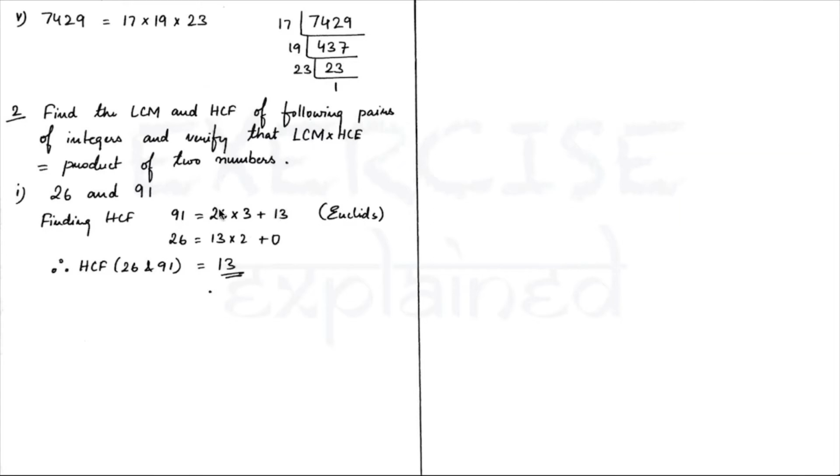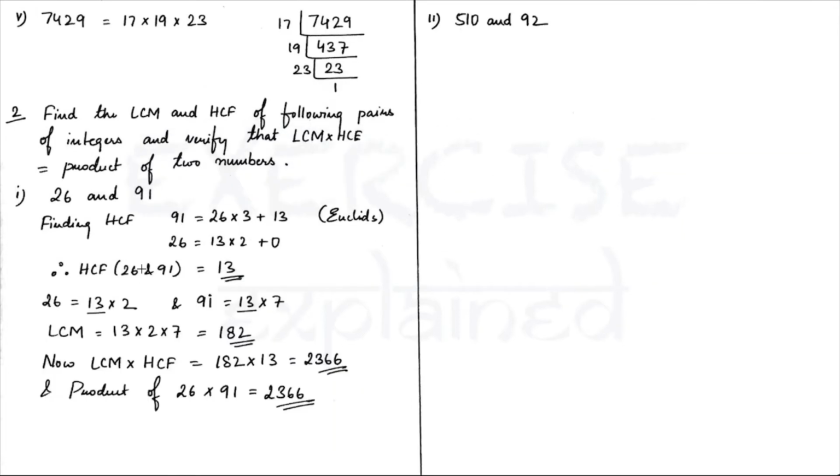Now what I do is my divisor becomes the dividend. That means here I get dividend as 26, and this 13 which we had got here becomes the divisor. So 13 comes here. Now 13 clearly divides 26, that is 2 times. So we can write 26 is equal to 13 into 2 plus 0. So I can tell that this 13, that is the divisor, is the HCF of 26 and 91.